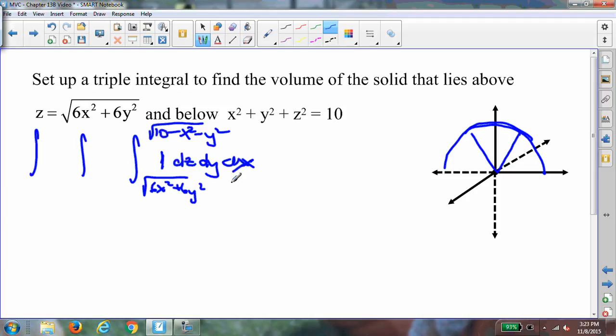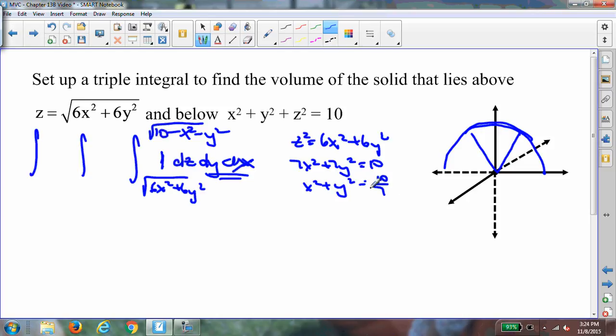Now to figure out the y and x bounds, I need to figure out what this looks like if I were to project it onto the xy plane. So looking straight down the z-axis, what I'm going to see is a circle defined by the intersection of these two equations. So if I solve for z in the cone, I get z squared equals 6x squared plus 6y squared. So substituting that into the hemisphere, I'm going to get 7x squared plus 7y squared equals 10, or the circle x squared plus y squared equals 10 sevenths.